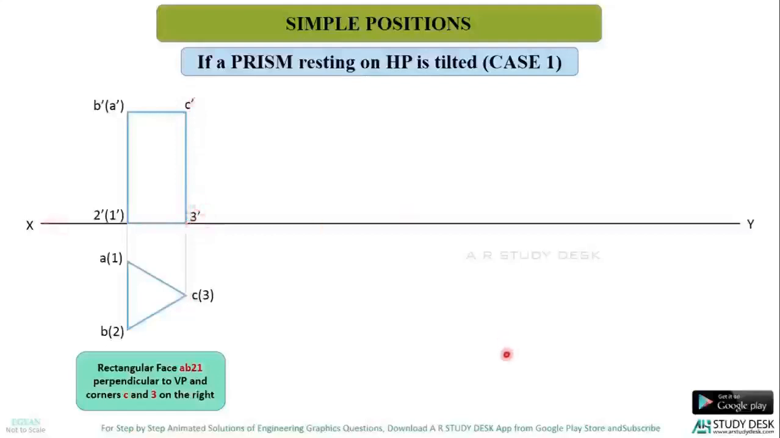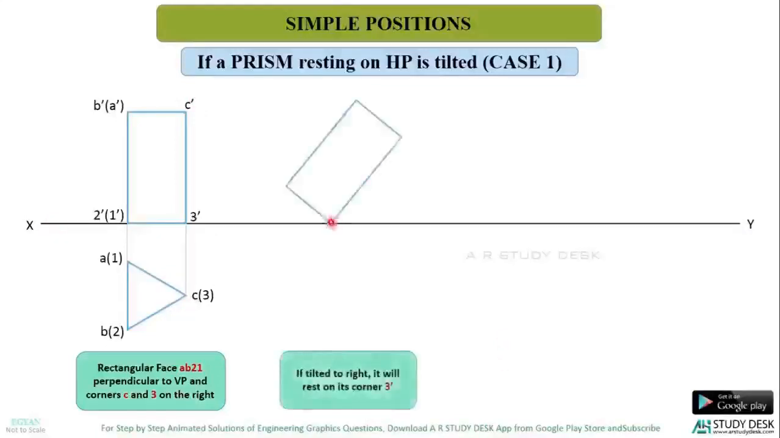So from this position, if this solid is tilted to the right, what happens? It will rest on this particular point. Which is that point? It is 3 dash. It is a corner of the prism. So the base is 1, 2, 3 and it is lying on one of its corners of its base, that is 3 dash.